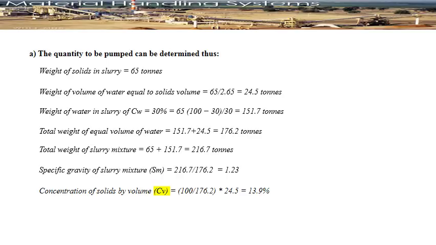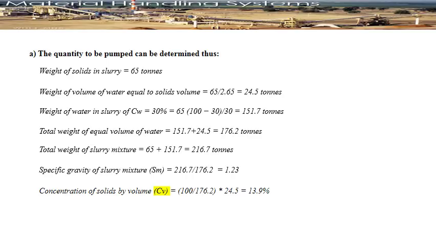So to find the specific gravity of the slurry mixture, we have to divide the 216.7, which is the total weight of the slurry mixture, by 176.2. The one which has been calculated was the total weight of the equal volume of water for the material.